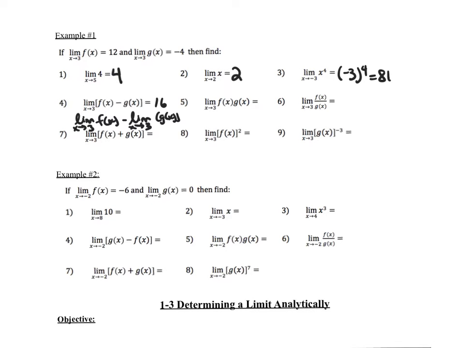Number 5 goes with rule E, and so we're going to multiply the two limits together, and 12 times negative 4 is negative 48. 6 goes with rule F, and we're allowed to do the division as long as we're not dividing by 0. Since the limit as x approaches 3 of g of x is negative 4, we're in good shape. We'll do 12 divided by negative 4 and get negative 3. 7 is very similar to number 4, except that instead of subtracting, we're adding the two limit values. So 12 plus negative 4 is 8.